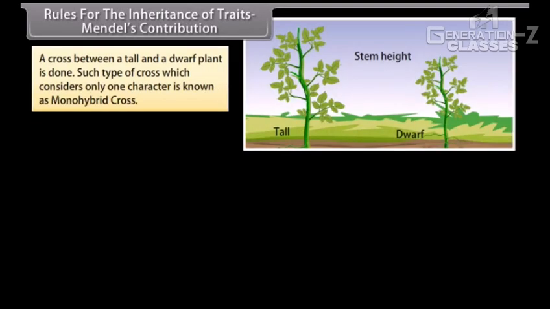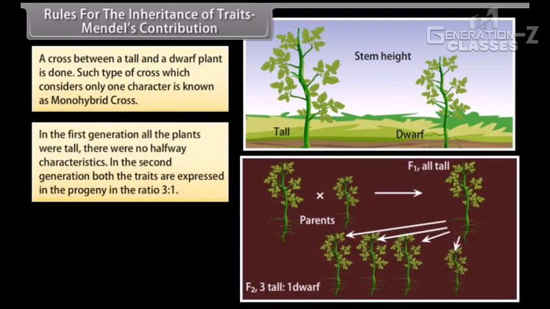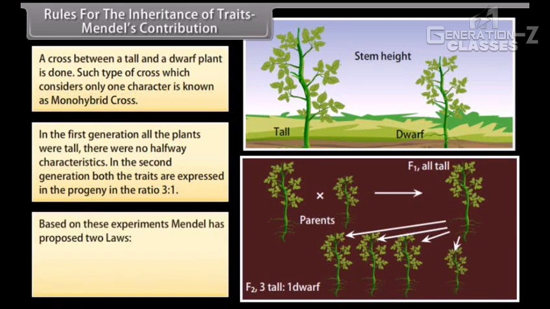A cross between a tall and a dwarf plant is done. Such type of cross which considers only one character is known as monohybrid cross. In the first generation, all the plants were tall. There were no halfway characteristics. In the second generation, both the traits are expressed in a progeny in the ratio 3:1. Based on these experiments, Mendel has proposed two laws: law of dominance, law of segregation.